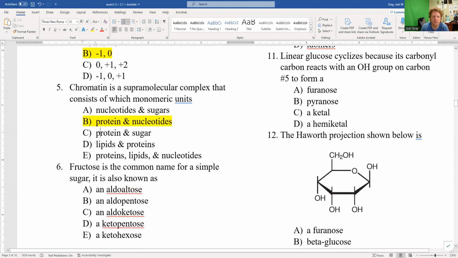Okay, number 6. Fructose is the common name for a simple sugar. Fructose is sometimes referred to as the ketose version of glucose, glucose being an aldose. It is a ketose and it has a total of 6 carbons. Glucose also has 6 carbons. So the best answer for this is E, a ketohexose.